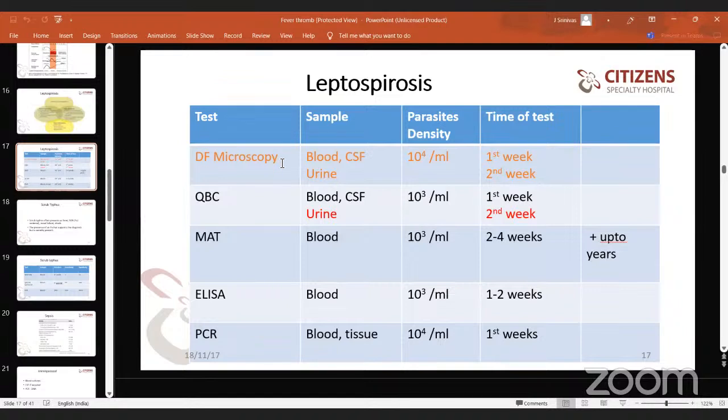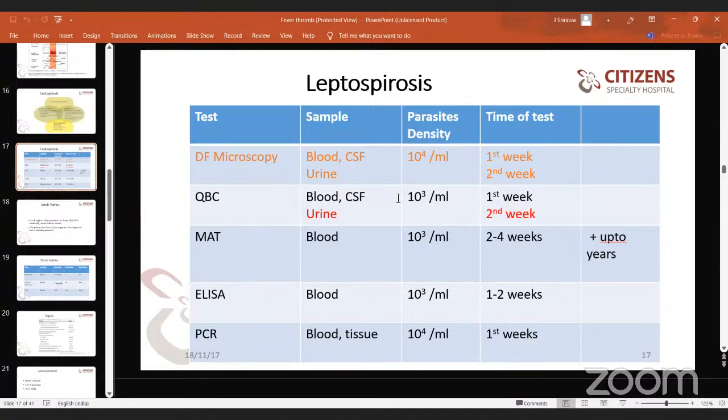So this is one of the most important things. In the first week, we can do blood and CSF microscopy, and the density of organisms should be 10 to the power 4 per ml. They do a dark field microscopy, and they tell in the first week. In Apollo, we used to send for dark field microscopy in the first week of fever, and with the help of microbiologists, they examine and tell us whether it is positive or negative. But if you are going for urine dark field microscopy, then it is in the second week.